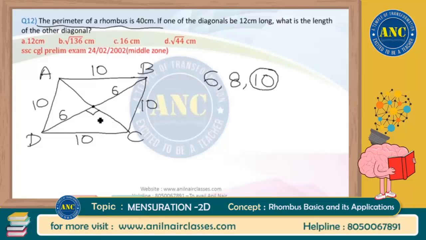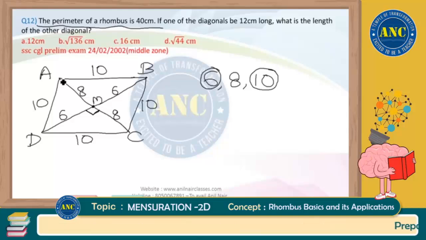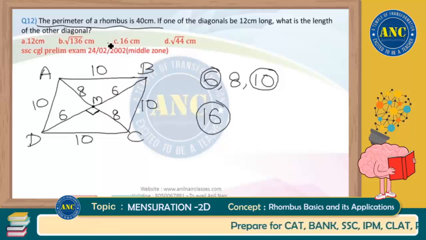Opposite to 90 degrees it is 10. Yes, opposite to 90 it is 10. One of the sides is 6, so the other side should be 8. If MC is 8, AM also is 8. Total AC is 8 plus 8, 16. The answer for this question is 16.